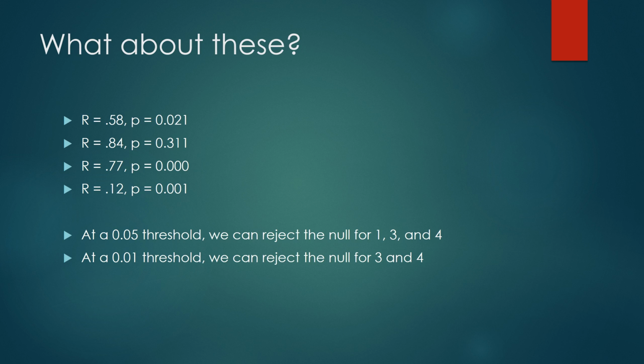So at a 0.05 threshold, we can reject the null hypothesis for 1, 3, and 4. At a 0.01 threshold, we can only reject the null hypothesis for 3 and 4 because only those two fall below that threshold.